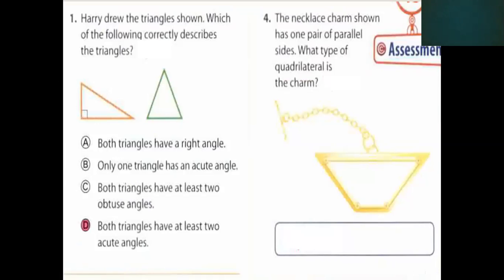After that, question number 4, the chart shows a quadrilateral that has one pair of parallel sides. What type of quadrilateral is in the chart? Okay, so here I have this shape. All of you know what this shape is called? Yeah, excellent. It's called a trapezoid.